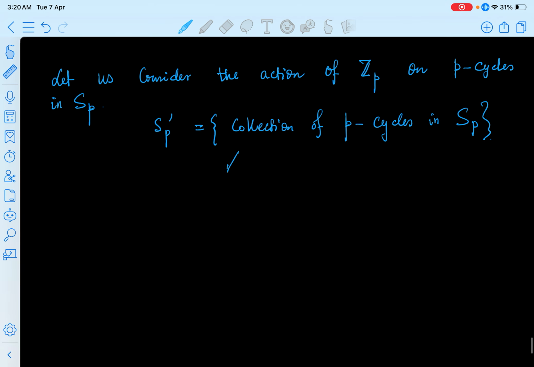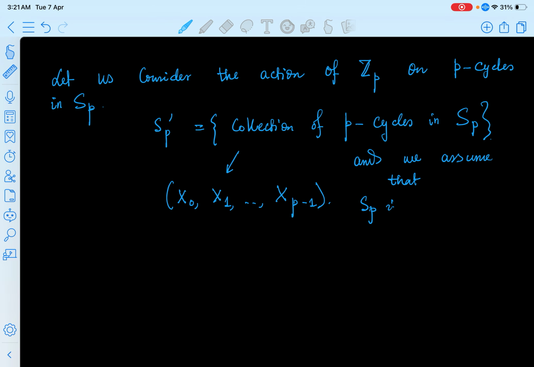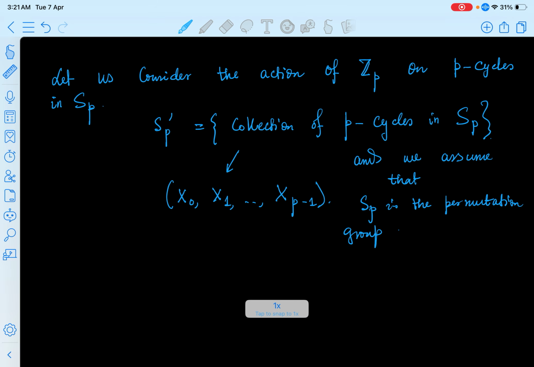So p-cycles are of the form (x0, x1, up to xp minus 1), and we assume that Sp is the permutation group with p elements, and the p elements are 0, 1, 2, up to p minus 1. I will explain later why we are taking this collection. It will help to define the action of Zp on Sp prime.